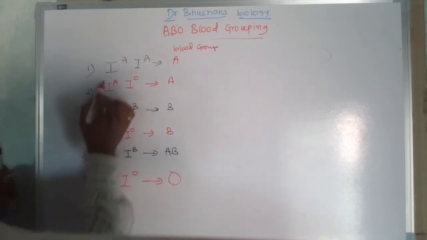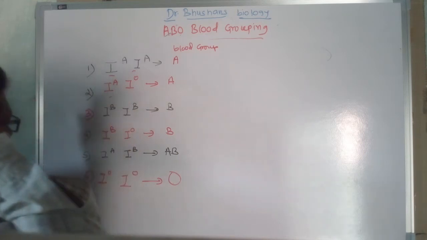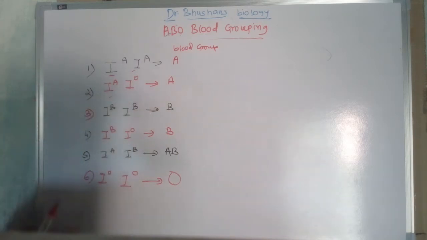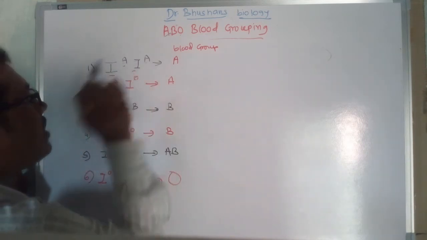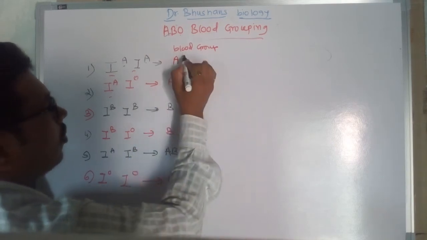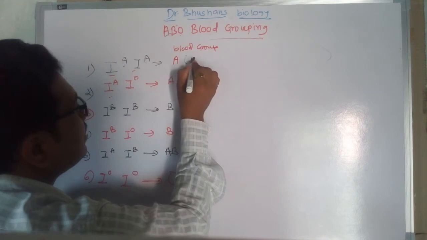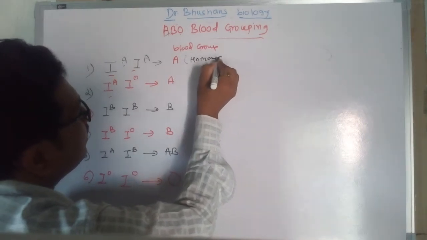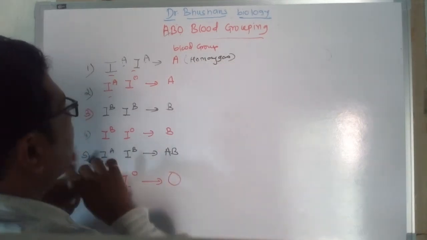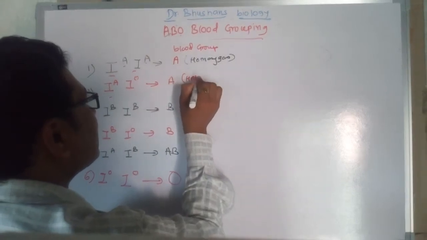As we said, every individual has two alleles, and we have shown two alleles here. Now this is a homozygous condition. So IA IA is homozygous, meaning similar alleles. This is the homozygous condition. Now this is the heterozygous condition.